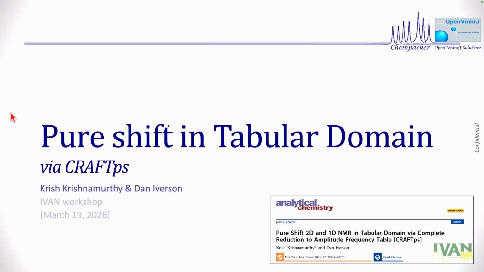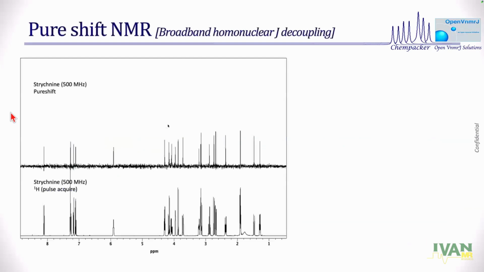If not, yell. So this is what I'm going to talk about, PureShift in tabular domain via a new appended acronym called CRAFTps. So let's first take the 3 phrases. PureShift. What do we talk about when we say PureShift? It's essentially broadband homonuclear J decoupling. This has been championed by several groups, primarily the Manchester group. This is a spectrum probably 15 years old or something, from the Varian FID library, a strychnine spectrum.